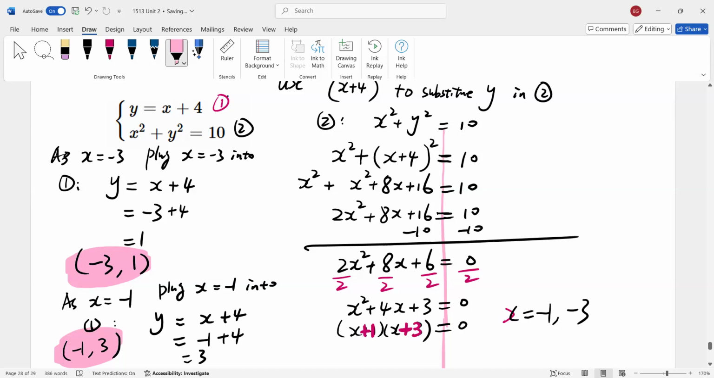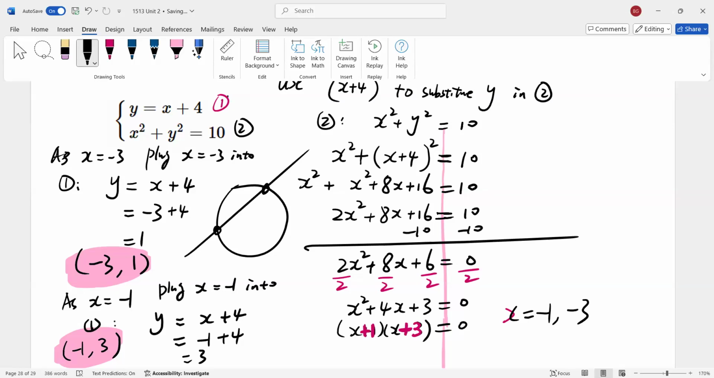Because the second equation is a circle and the first equation is a straight line, at most they have two solutions. Not possible to have more than two. All right, we covered both methods, addition method and substitution method.